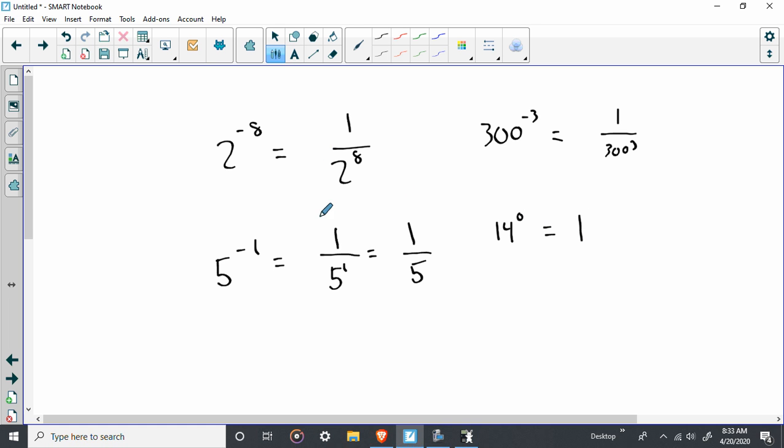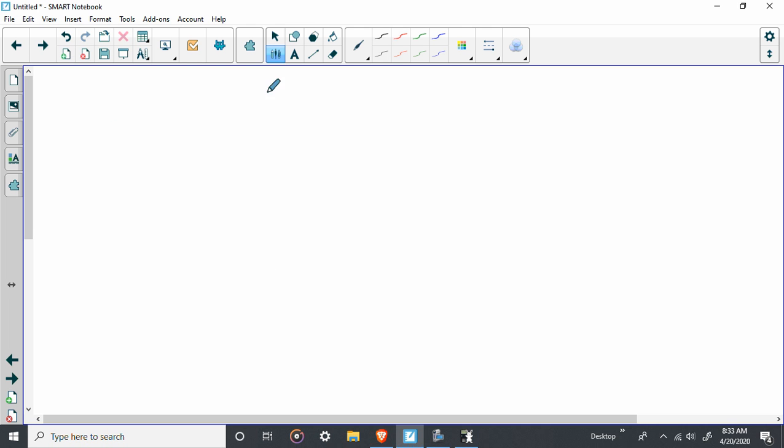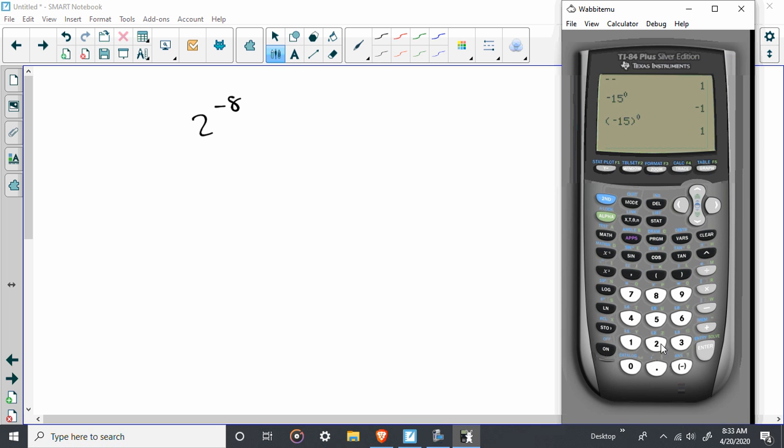Now, for something like this, you might be able to go ahead and evaluate it. So let's go over just that. If I said 2 to the negative 8, yeah, you could absolutely just plug it into your calculator, right? You could just say, hey, what's 2 raised to the negative 8? And it will tell you it is that. But what is that number?